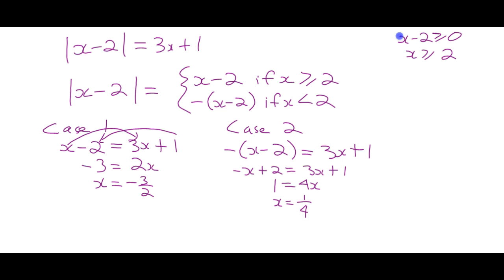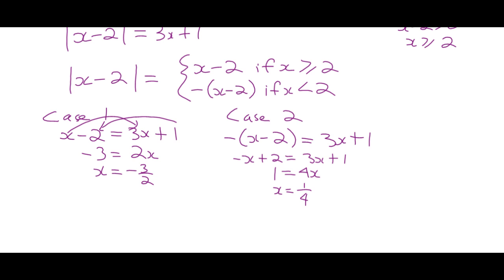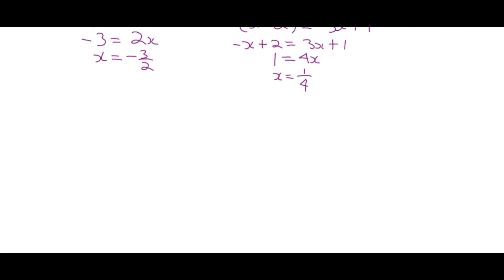1/4. Now, case 2 says that x should be less than 2. Is 1/4 less than 2? Yeah, so that should work. So, let's do a verify. So what do we got? The absolute value of x minus 2 is equal to 3x plus 1.